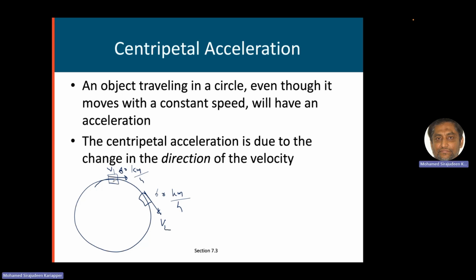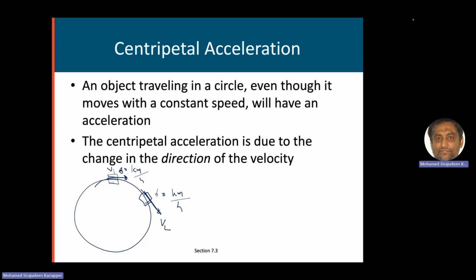So the car has a speed of 60 kilometers per hour, and in this direction, here again, it is moving at the same speed around this circle. Here again, it has a speed of 60 kilometers per hour. It's constant speed. Now my question is, can I say it is constant velocity? Constant speed? Yes. But is it constant velocity? No.